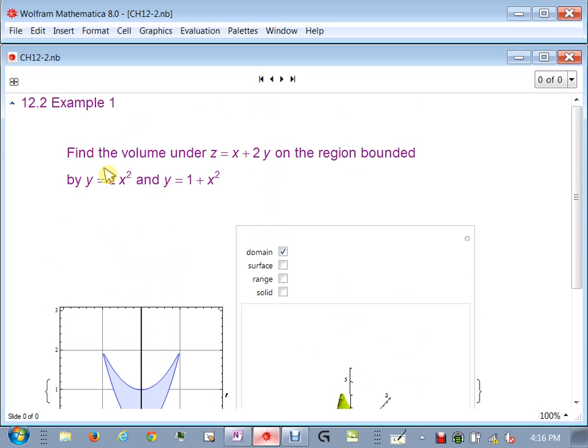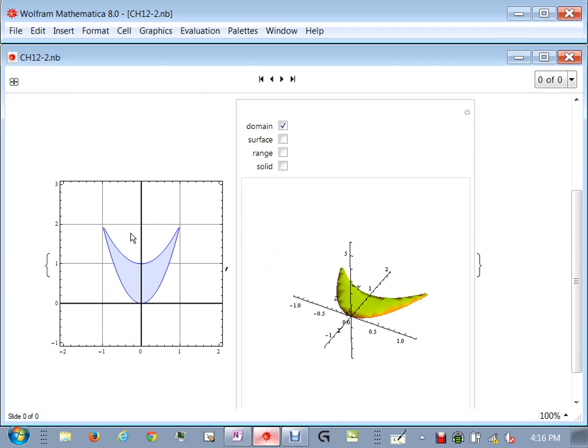But look at this. Find the volume under this thing. What is that geometrically? That's a plane, right? That's a plane on the region bounded by these two curves. So if you plot those two curves, they're two parabolas. Here they are. Okay? The region between them is this in blue. Do you all see that this region is a type 1 region?